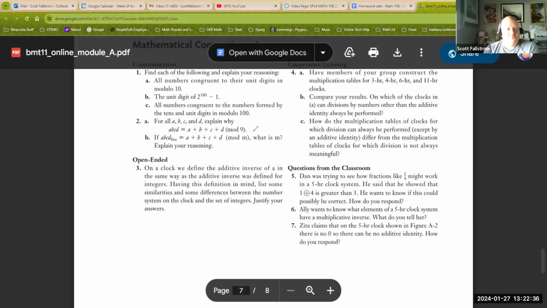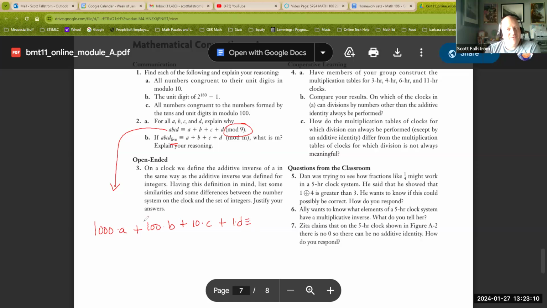So ABCD as a number, again, is a base 10 representation. It doesn't have any other base there, so base 10. So think about what that means. That really means 1,000 times A plus 100 times B plus 10 times C plus 1 times D, right? Now it's beautiful. You're working in a mod 9.